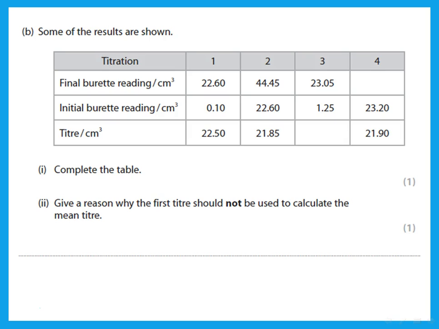In experiment 4, you're supposed to get the final burette reading. If the difference was 21.9, then the final is the total of both. In experiment 3, you're supposed to get the titer. That means the difference between them. Then he says, give a reason why the first titer should not be used to calculate the mean titer. Remember, when we repeat the titration several times, we look at the ones that are concordant. Concordant means they are within 0.2 of each other. Now, experiment 1 is not concordant. That means it's far away from the others. It is not within 0.2 centimeter cubed of the other, so we cannot use it.